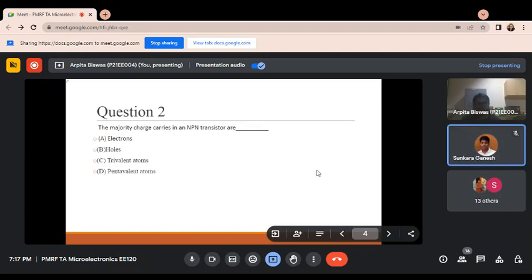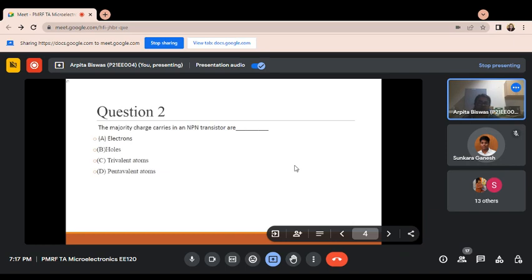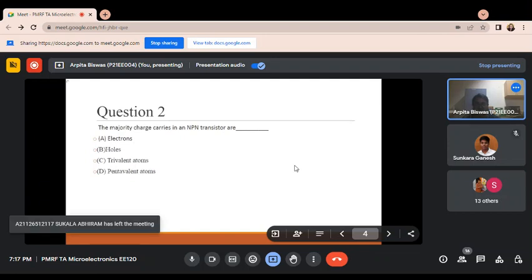Electrons. Okay. And what is the minority carrier? Holes. Okay. And if it is PNP type, then what happened in that case? You have told that in an NPN transistor, the majority carriers are electrons. So if it is true, vice versa. Okay.